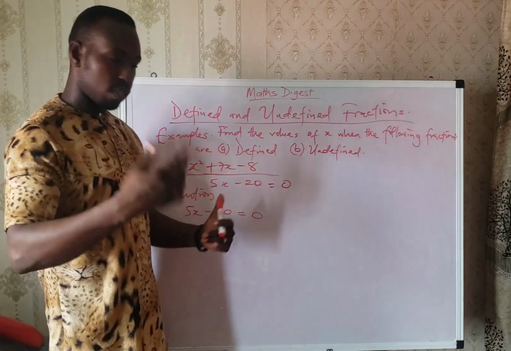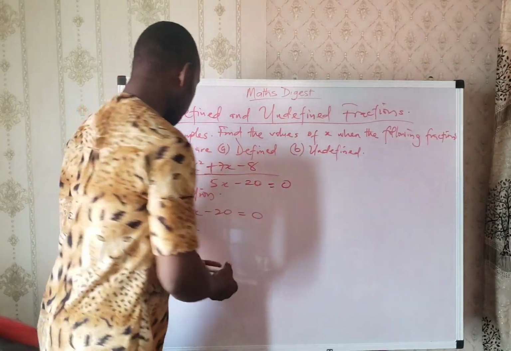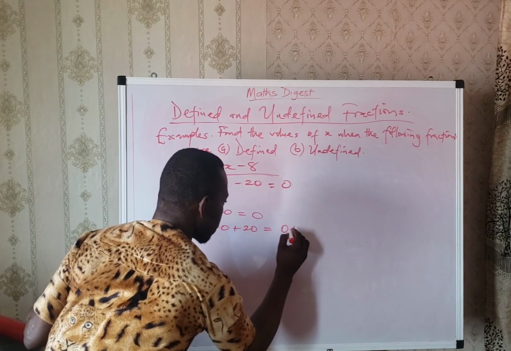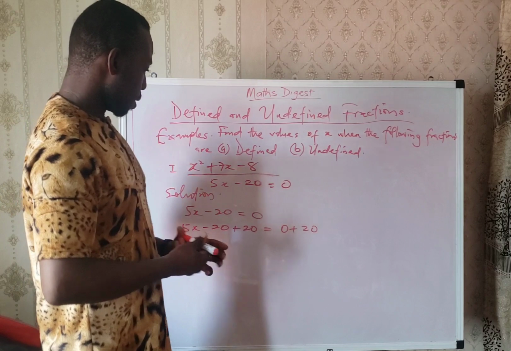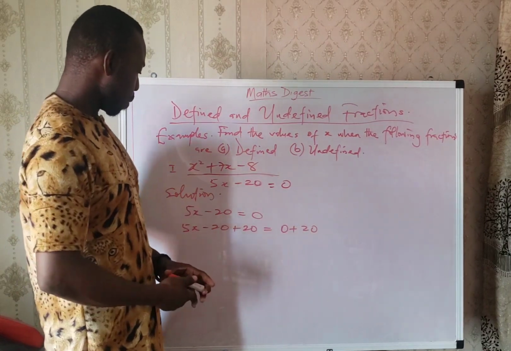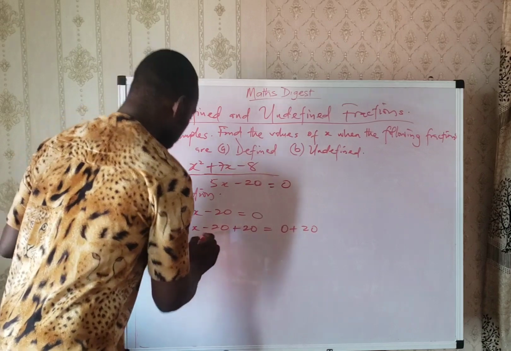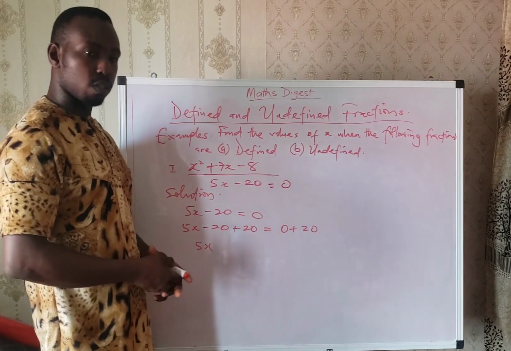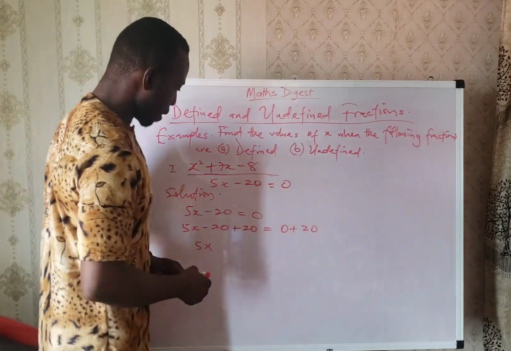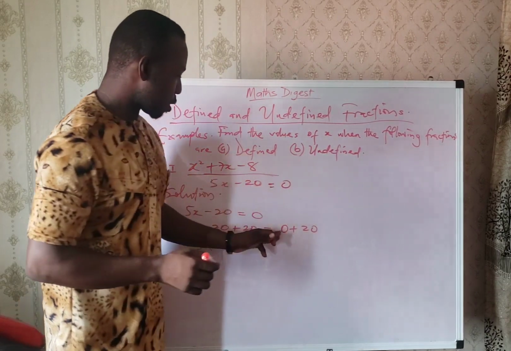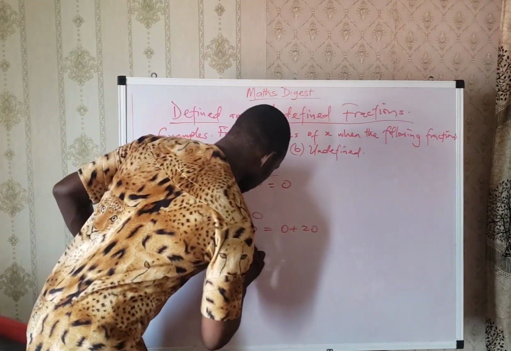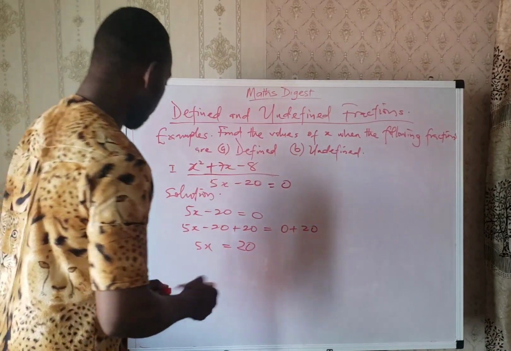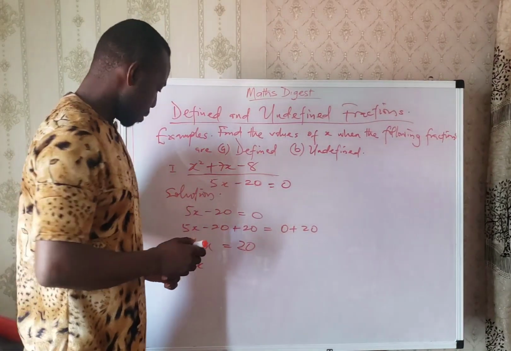So let me use this format I just said now to express this so that you understand what I mean. Minus 20 plus 20. 0 plus 20. So adding both sides with what? Positive 20. We cancel out this one. So this 5x. So minus 20 plus 20 will be what? 0. So we have our 5x equal to this plus this. 0 plus 20 is what? 20. So this is where it will arrive at.